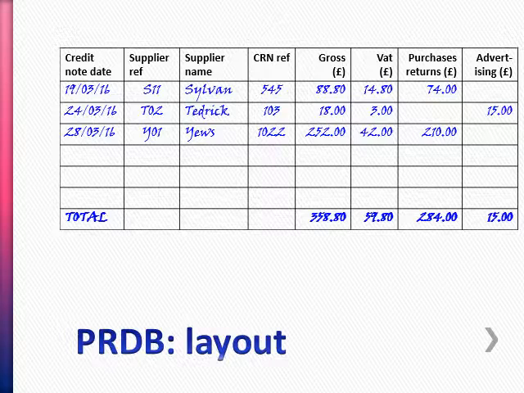Well, here we've got the date of the credit note. We've got the supplier reference and the supplier name, as well as the credit note reference. And then we've got columns where we'll record the gross amount taken from the credit note, the VAT from our credit note, as well as the net amounts from our credit notes. And here we can have more than one column if we've got different types of goods or services being received, and where we receive different credit notes as well.